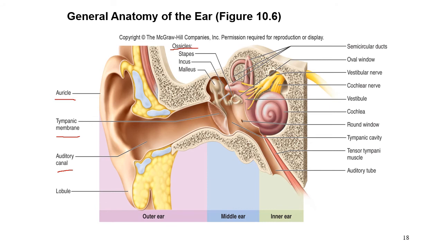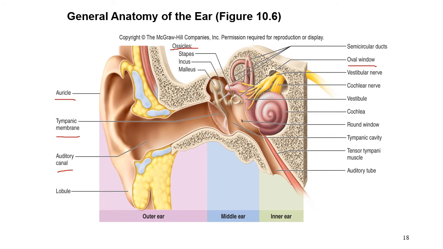If these bones were not present, then you would almost hear like you were underwater, like a muffled sound. So you would still hear sounds, but it wouldn't be quite as loud. Number 7 is the oval window. That is going to be the structure in the inner ear that separates the middle ear from the inner ear.